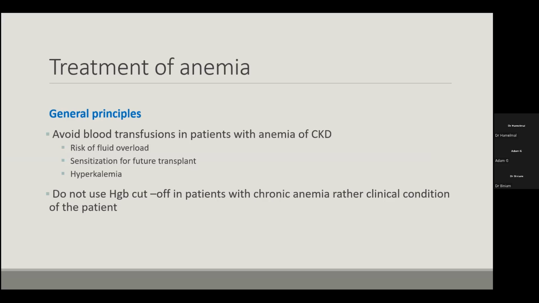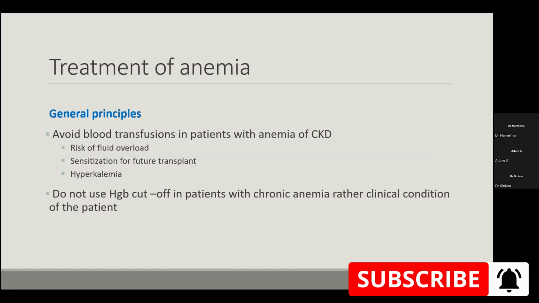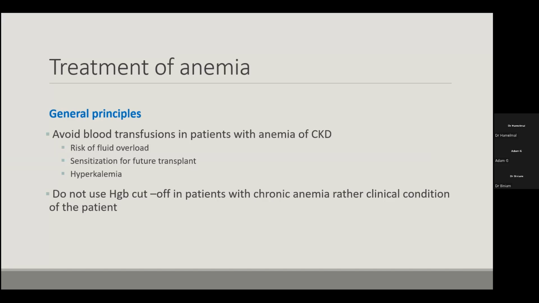So, treatment of anemia, general principles. It's also an extensive topic. There is a separate guideline for anemia in CKD. But the general principle is to avoid blood transfusions in patients with anemia of CKD. There is risk of fluid overload, sensitization for future transplant, and hyperkalemia. So chronic anemia is tolerated very well in patients with CKD. No need to transfuse patients, even if hemoglobin is 6 or 7, unless the patient has severe symptoms of anemia or the patient is in heart failure.